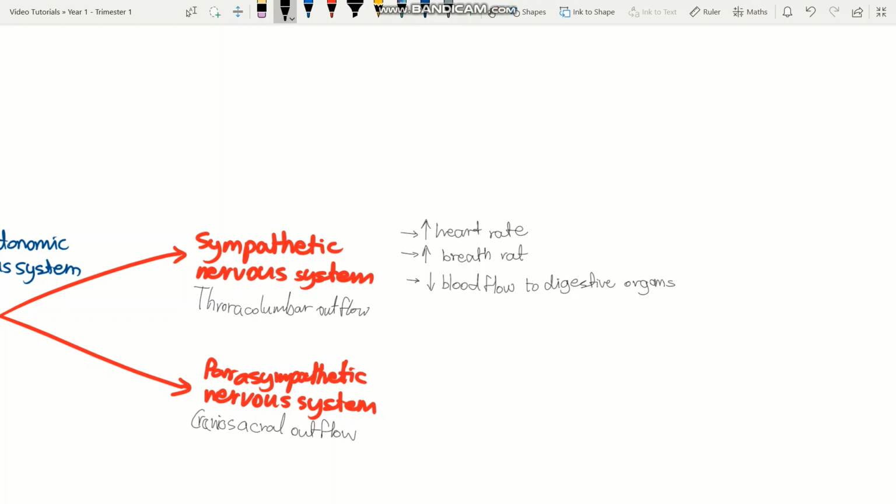Now, on the other hand, if you haven't already guessed so far, the parasympathetic nervous system is actually involved in all of your rest and digest processes. So if we were just to take the exact opposite of these processes here, we would say that the parasympathetic nervous system is involved in a decrease in heart rate, decrease in breath rate, and as the name suggests, as this is the rest and digest system, there would actually be an increase in blood flow to the digestive organs.